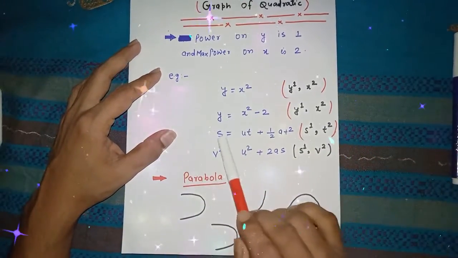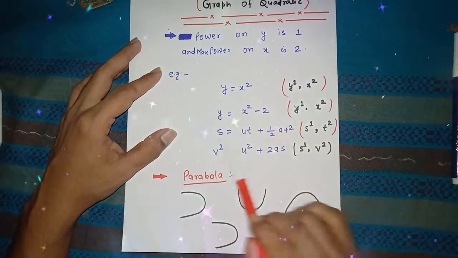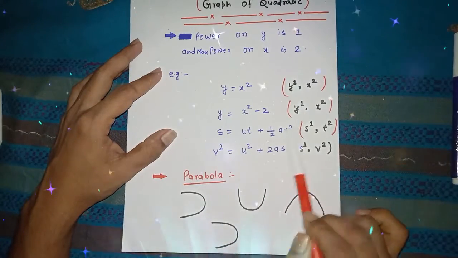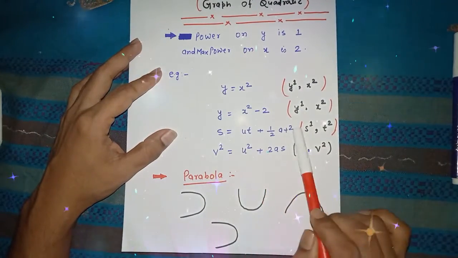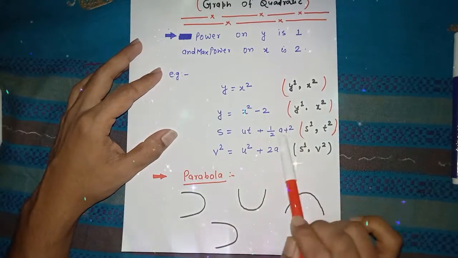In a similar fashion, s is equal to ut plus half at square. Here the power on s is 1 and the maximum power on t is 2. Here the power on t is 1 and here the power on t is 2, and the maximum power on time is 2.